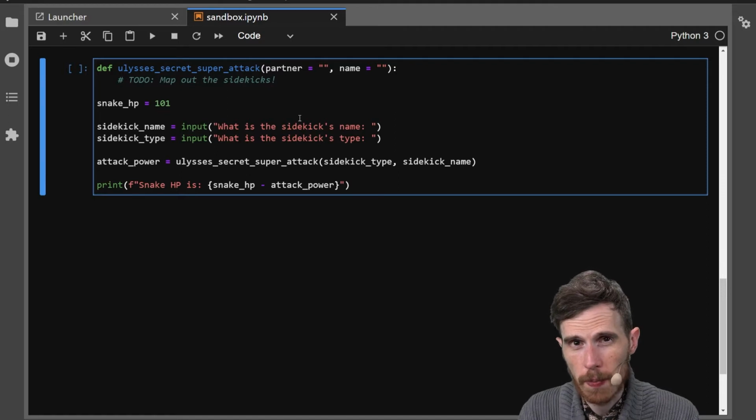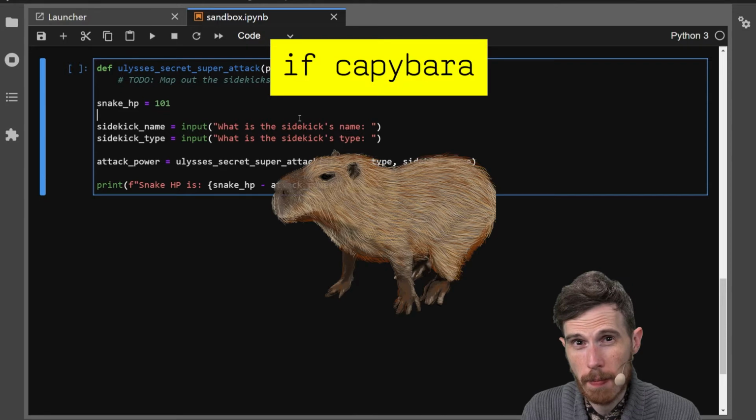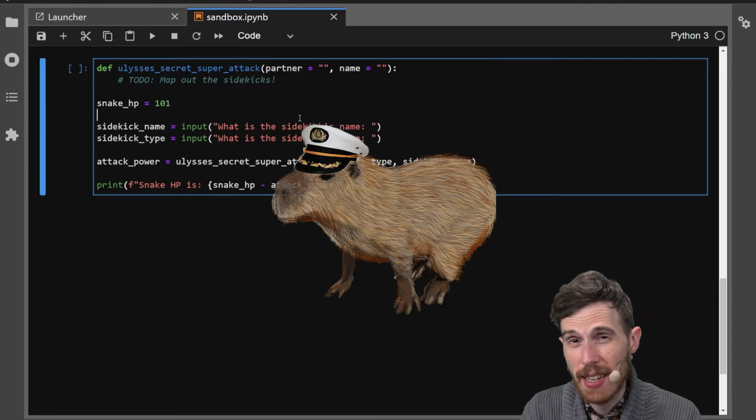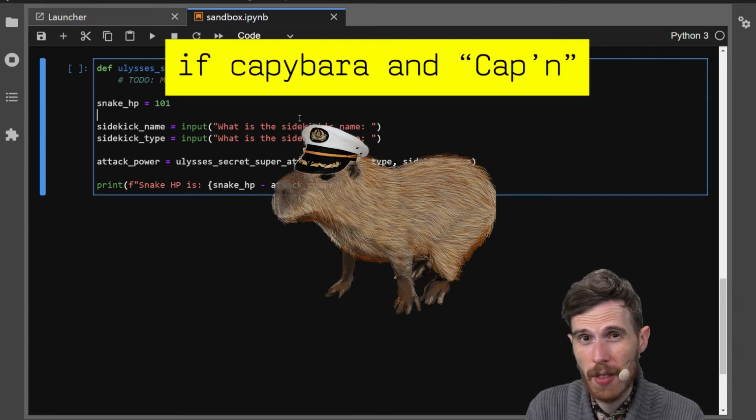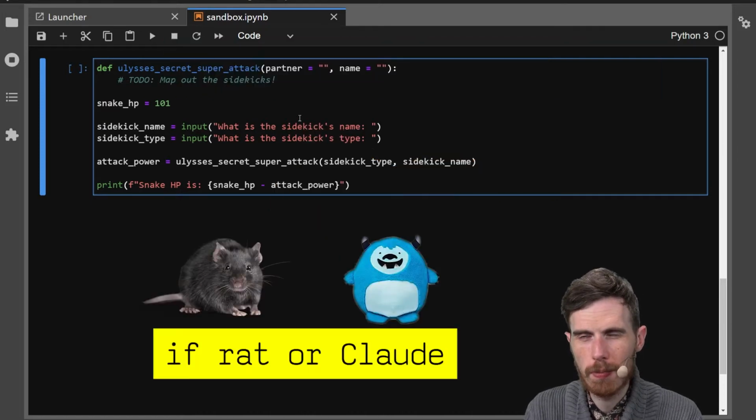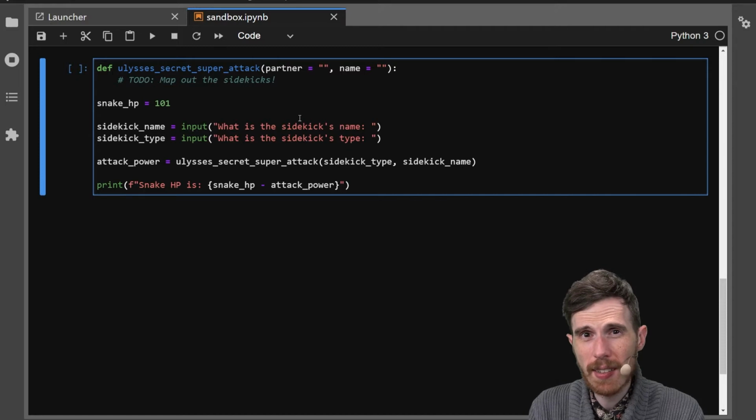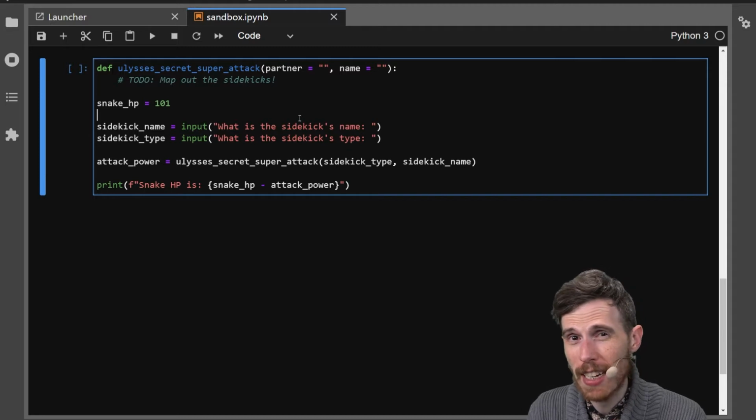Now here are the rules. If any capybara shows up, the power of the attack is 50. If a specific capybara named Captain shows up, then the attack is 1,000. If a rat shows up or someone named Claude, who's Ulysses' Yeti friend, the attack is about like a 1, because they're not really good in these situations. In any other case, the attack is a 0. So Ulysses needs a friend to do in the snakes for good. So we're going to find out what that looks like.